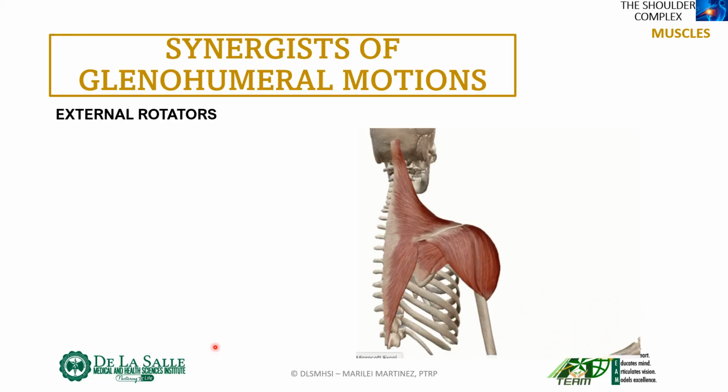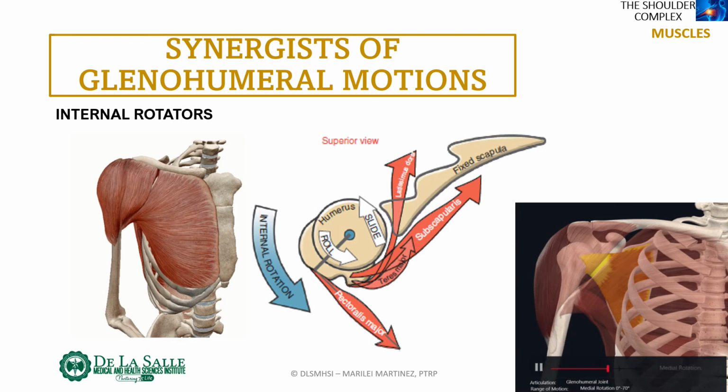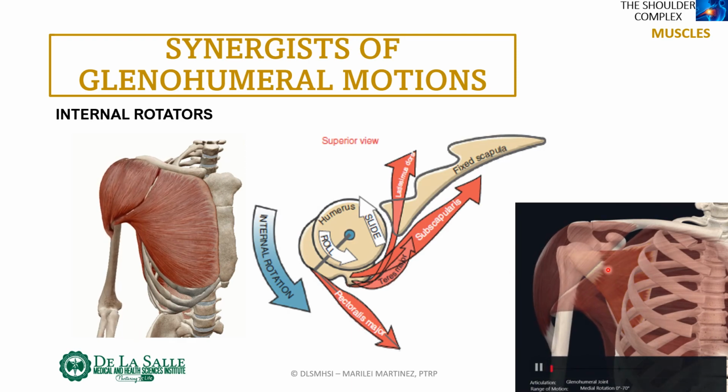For the external rotators, we have the infraspinatus and the teres minor of the rotator cuff muscles and the posterior fibers of deltoid or posterior deltoid. As you can see, they are all located posteriorly, so when they contract, they pull the glenohumeral joint towards external rotation. For internal rotation, we have the subscapularis muscle of the rotator cuff muscles here.